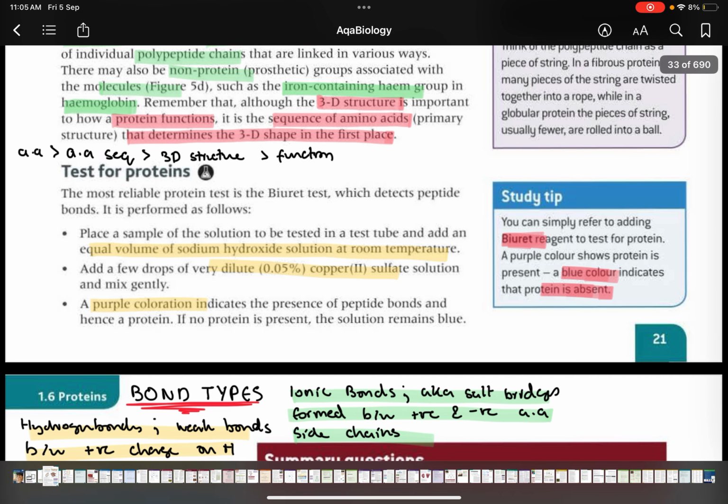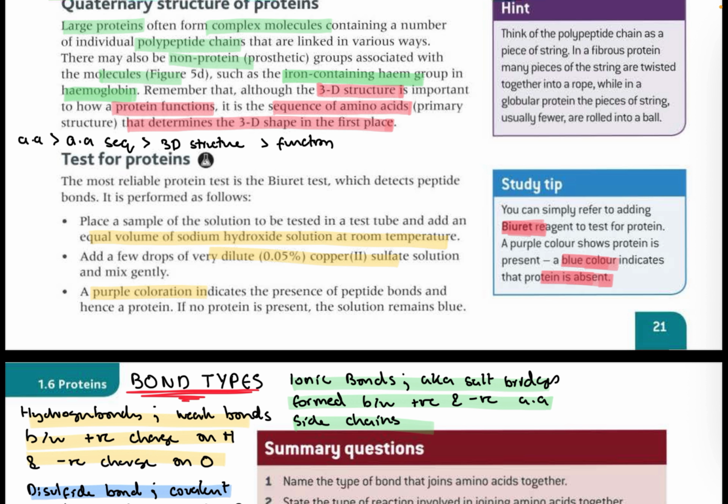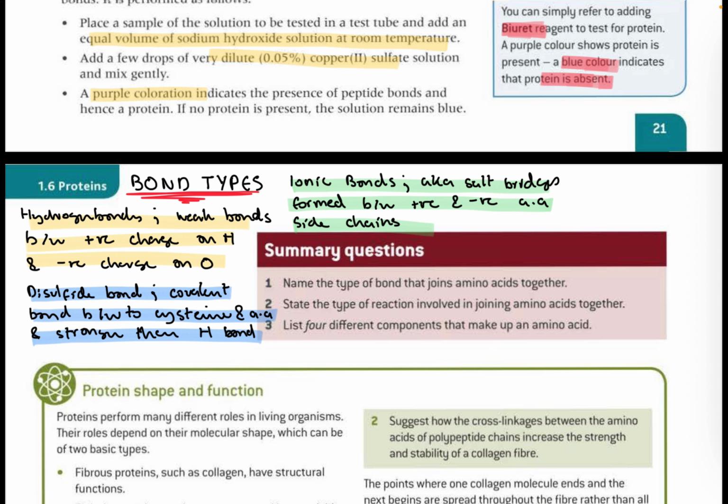Test for protein is really easy. You add biuret, and it should go from blue to kind of a purple. And if it stays blue, then, well. The disulfide bond is a covalent bond.